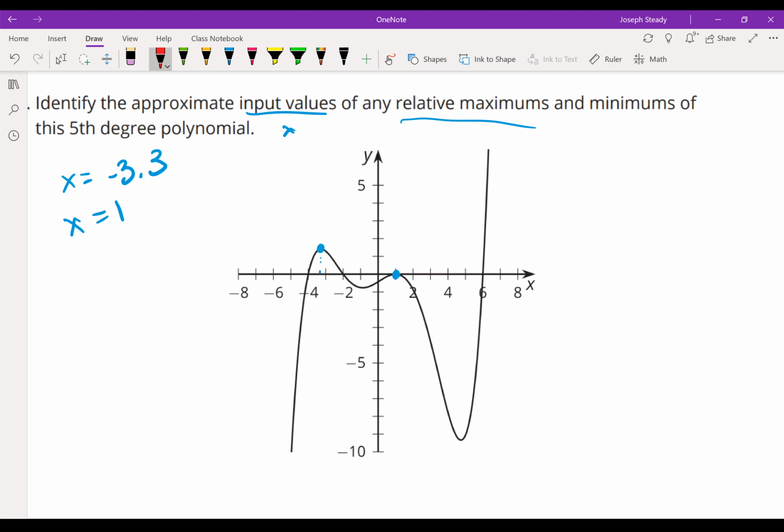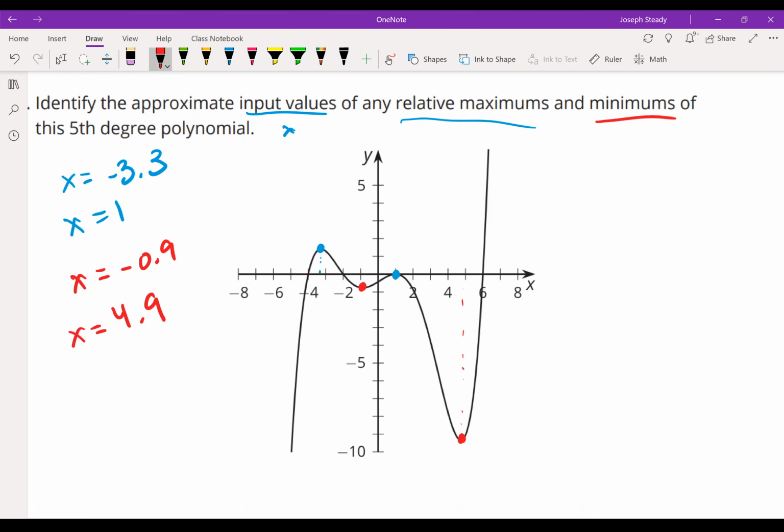If I look for relative mins now, so those in red, I notice a bottom of a hill or bottom of a valley right there. That's really close to negative 1, but I'm going to call that negative 0.9. And then I notice if I scan along, there's another bottom of the hill right here. Let's see, what's my input value there? Looks pretty close to 5. I'm going to call about 4.9 though. x equals 4.9. And they said approximate, so this is fine.